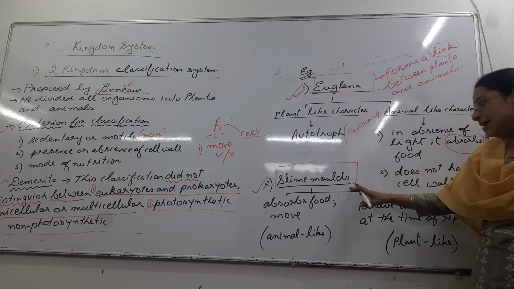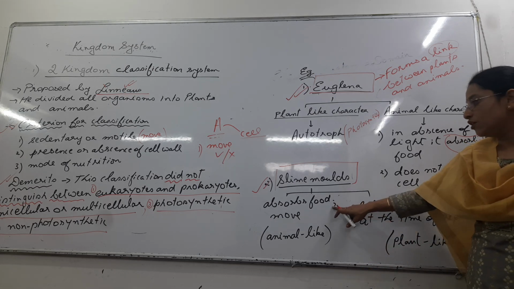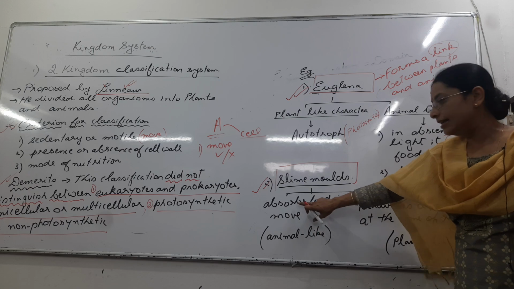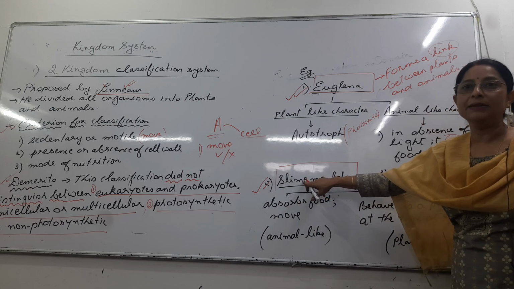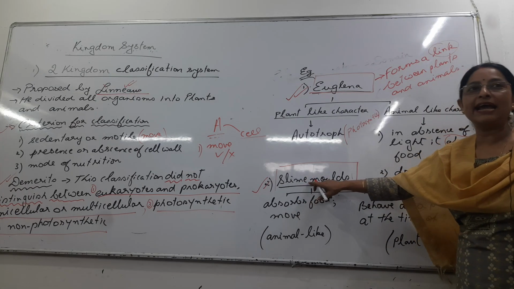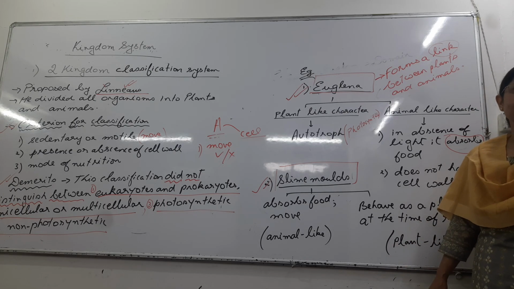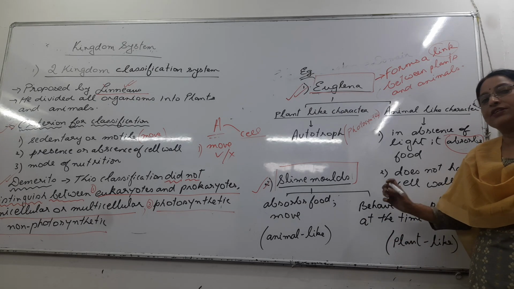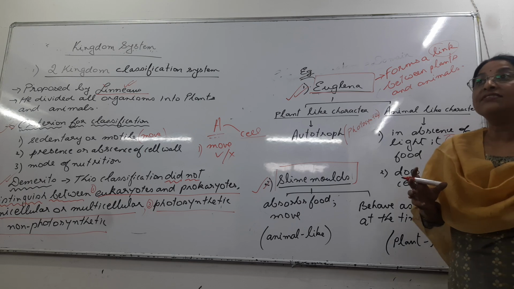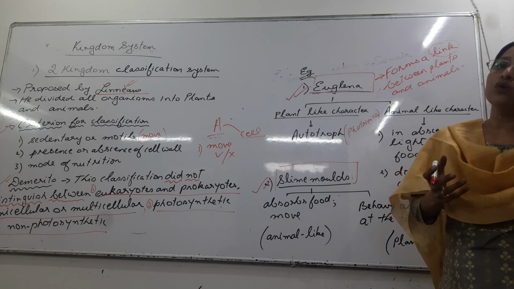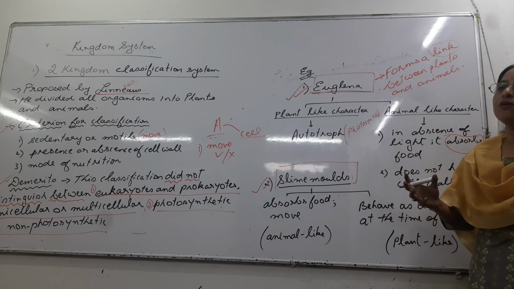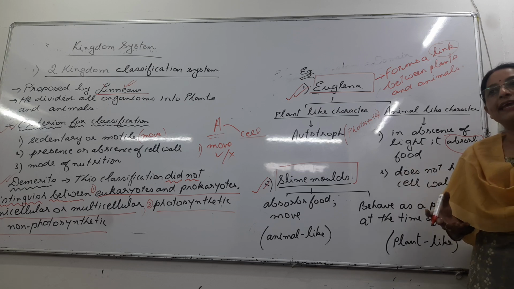Similarly with slime molds, I think we understood. It absorbs food, and second, it moves. If it absorbs food, it has to be an animal. If it moves, it has to be an animal. But it behaves like a plant at the time of reproduction. What plant-like character? Formation of spores. It forms spores, and formation of spores is a plant-like character.